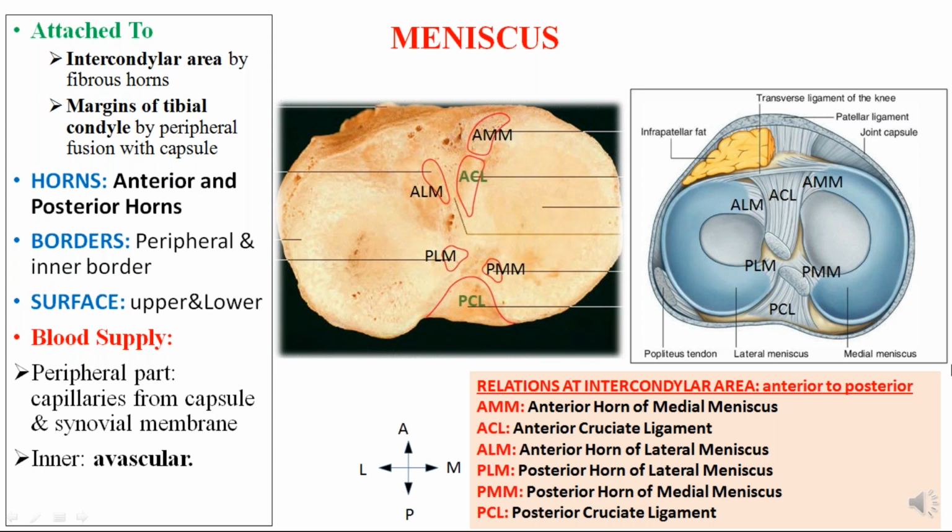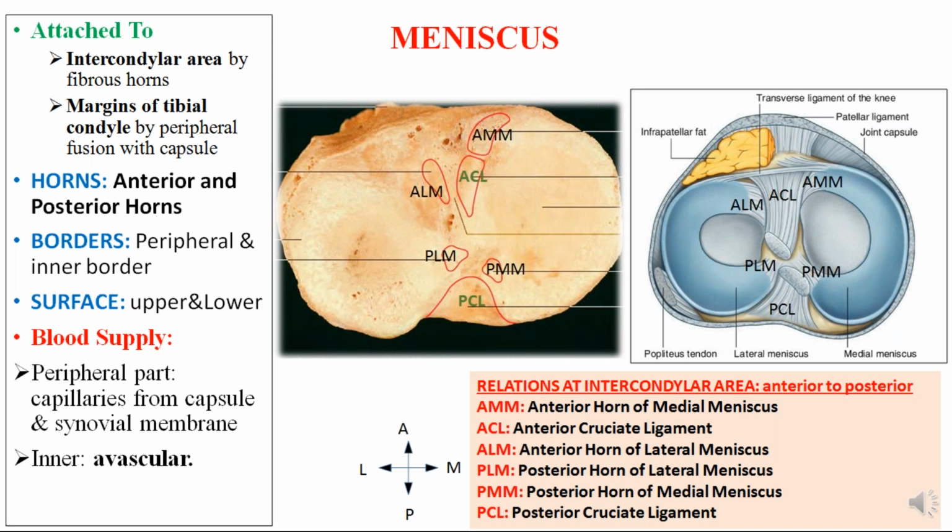Now, the surfaces are the superior surface and inferior surface. The surface that we are seeing right now is the superior surface, which articulates with the femur, the femoral condyles. The inferior surface is articulating with the tibia. Now, what is the attachment of the meniscus?